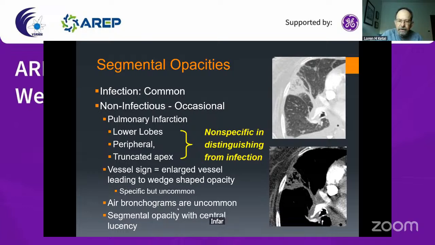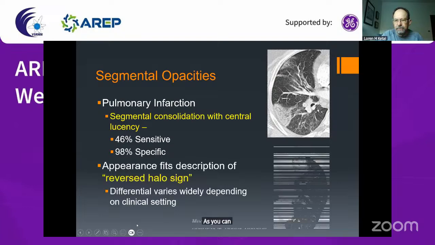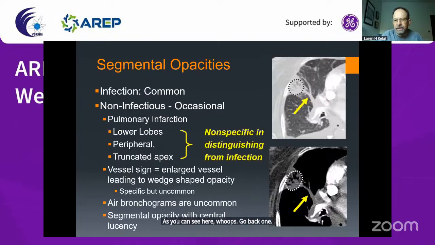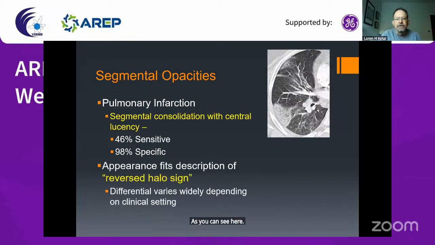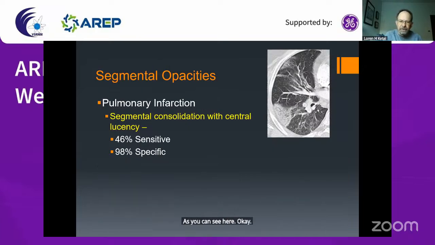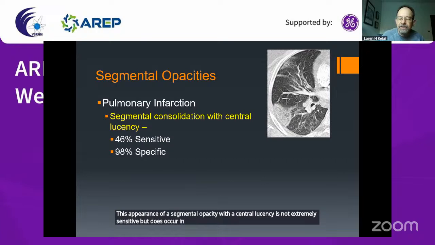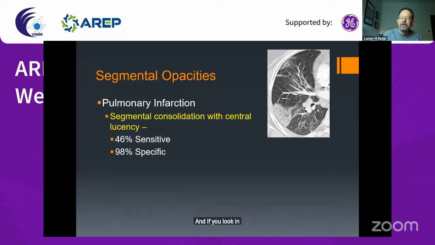Infarctions also rarely have air bronchograms, and it's important to note this finding. They often show a segmental opacity with a central lucency, as you can see here. This appearance of a segmental opacity with a central lucency is not extremely sensitive, but does occur in pulmonary infarctions. And if you look in the literature, this is billed as being very specific.